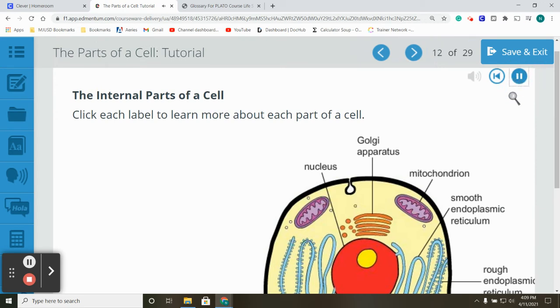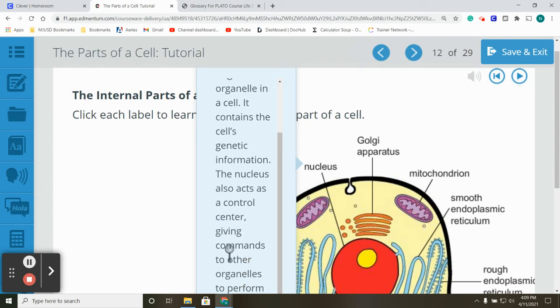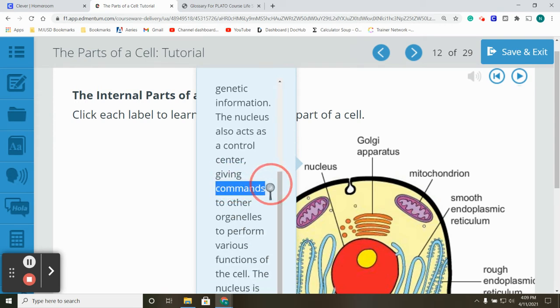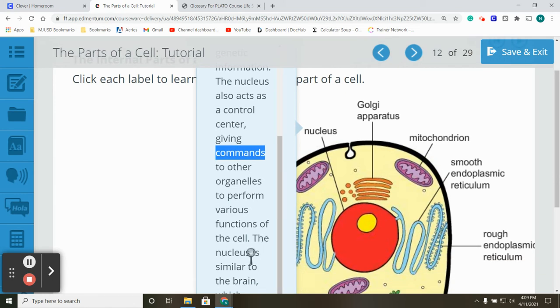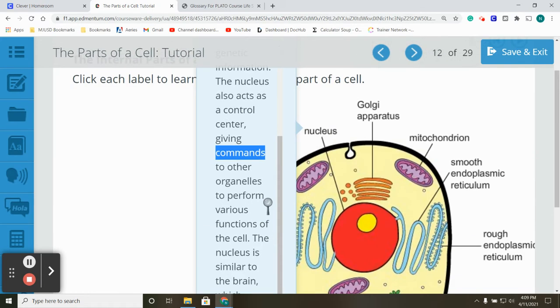The internal parts of a cell. Click each label to learn more about each part of a cell. The nucleus. The nucleus is the largest organelle in a cell. It contains the cell's genetic information. The nucleus also acts as a control center, giving commands, I would highlight that, to other organelles to perform functions of the cell. The nucleus is similar to the brain, which controls body functions.